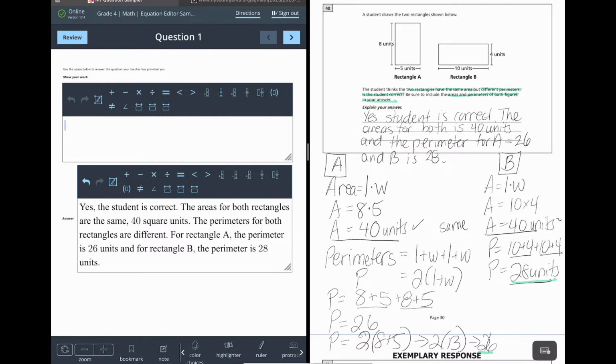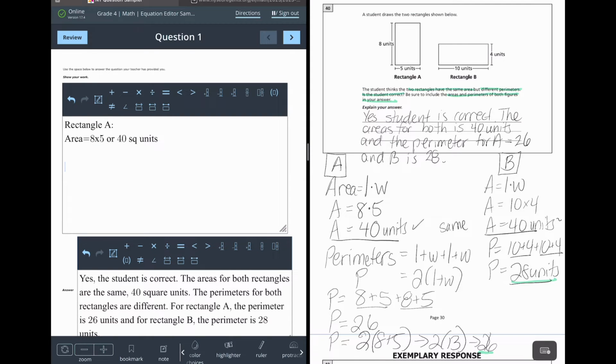Well, I would have put rectangle A, and I would have put area is equal to 8 times 5, or 40 square units. And notice I'm not copying everything down because that's a lot. And then I can put perimeter is equal to 8 plus 5 plus 8 plus 5, or 26 units. And then for rectangle B, I will do the same thing.